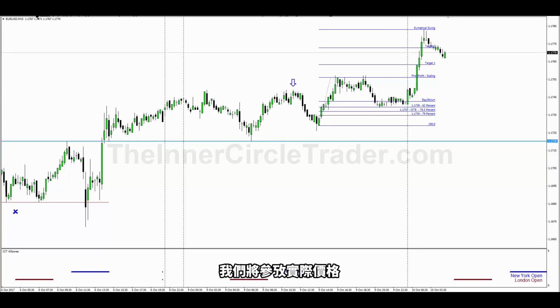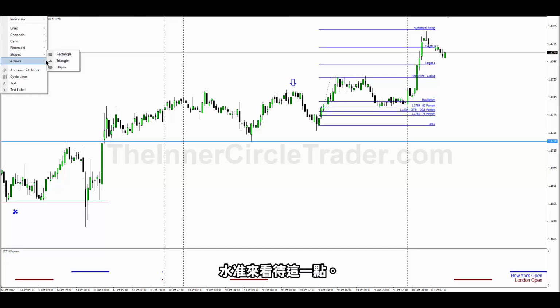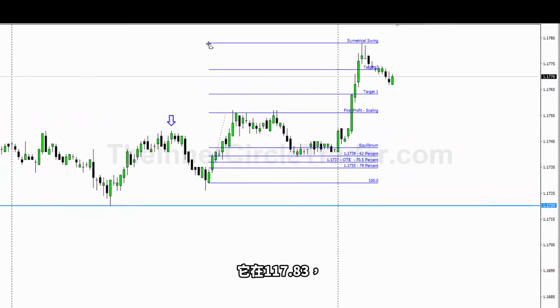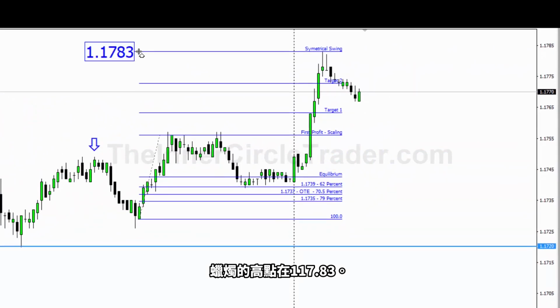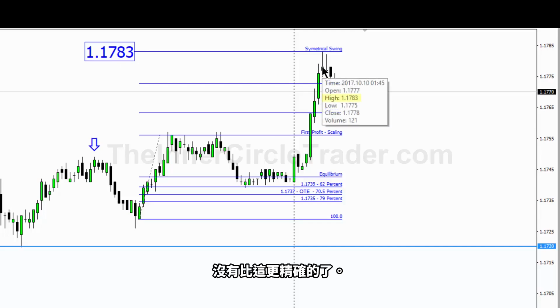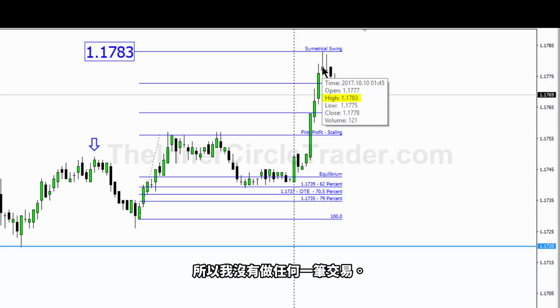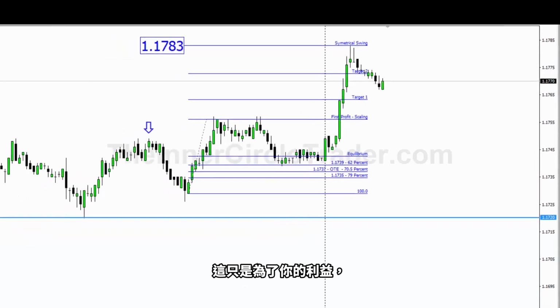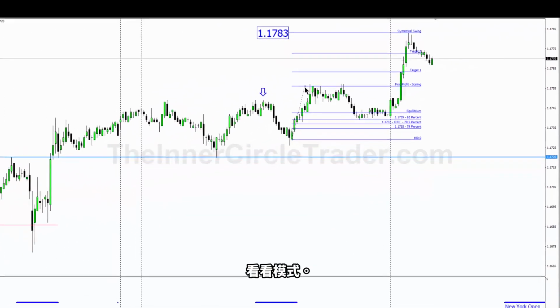And we'll look at that in reference to what the actual price level is. Okay, so it comes in at 117.83, and the candle's high comes in at 117.83. Can't get any better than that precision. All right, so I didn't take either one of these trades. It's just for your benefit to see it, see the pattern.